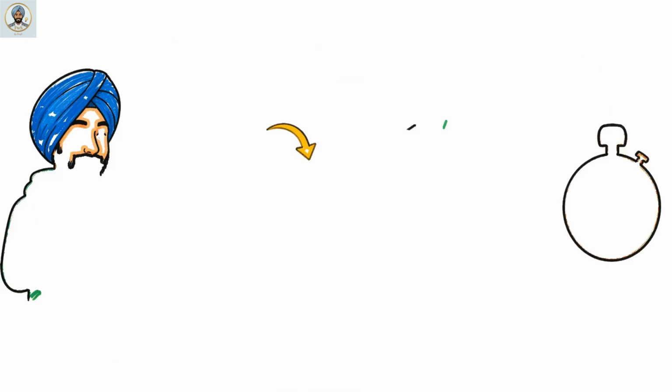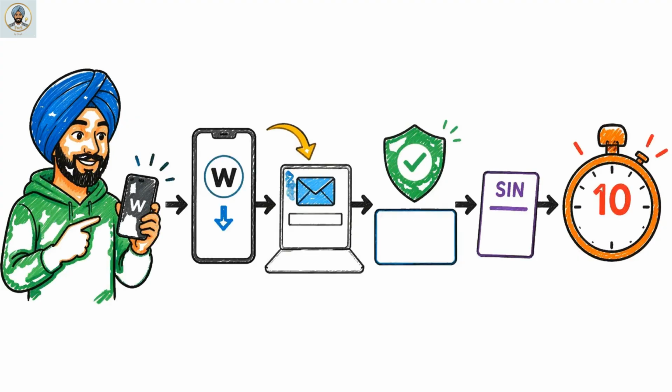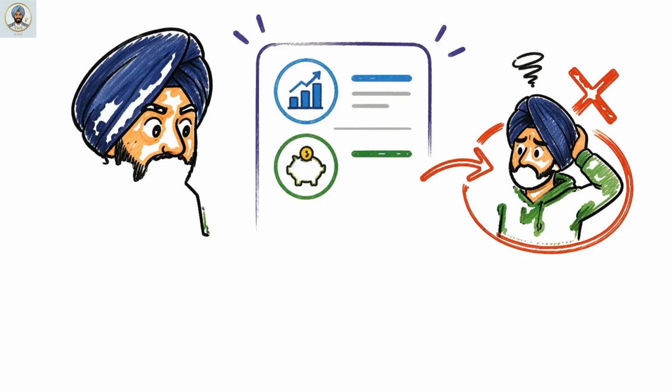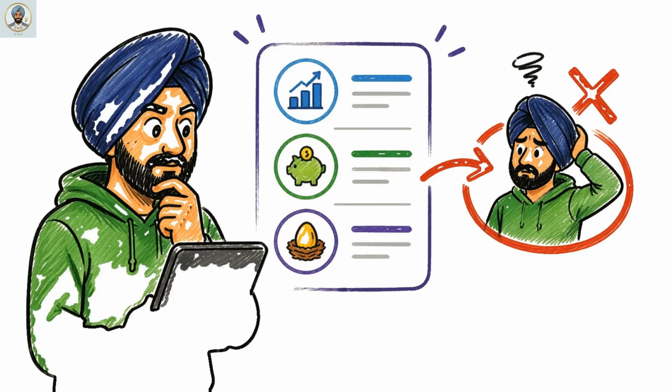Now, download the Wealthsimple app. Sign up with your email, they'll verify your identity, have your SIN ready. It takes about 10 minutes. Once approved, you'll see options to open different account types. And this is where most people make their first mistake. They open the wrong account. So let's talk about that.